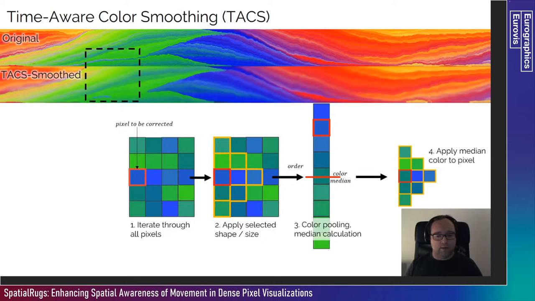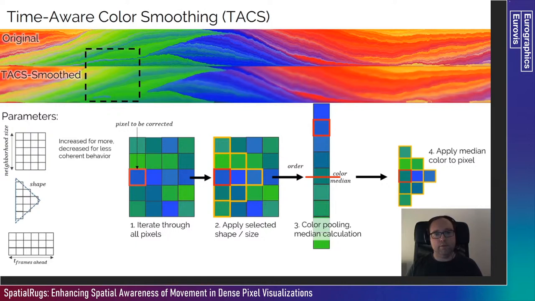The user can change the neighborhood size to reflect how coherent the behavior is. The more coherent between neighbors the behavior is, the more neighbors can be taken into account. The shape of the smoothing kernel allows a trade-off between temporal and spatial neighbor coherence. Finally, the frames ahead parameter can be increased for behavior that stays coherent for longer times and decreased for more erratic behavior.